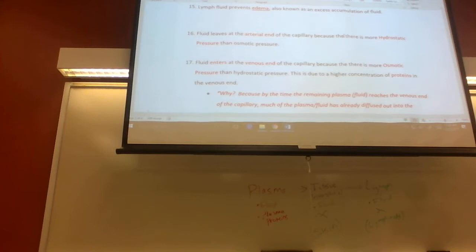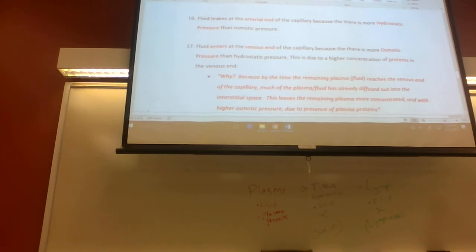So just know that. You probably won't need that for the exam, but that's why plasma proteins are so important. So, I'll let you write these two statements down. Fluid leaves at the arterial end of the capillary because there is more hydrostatic pressure than osmotic pressure. And then fluid enters at the venous end of the capillary because there's more osmotic pressure than hydrostatic pressure. And this is due to a higher concentration of proteins in the venous end.